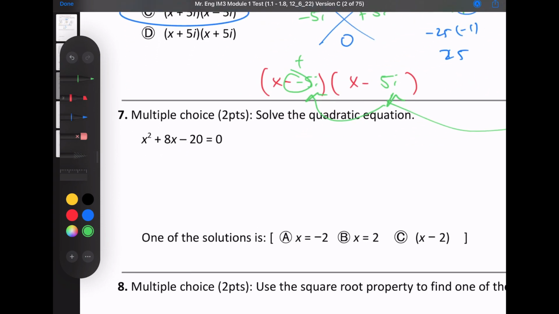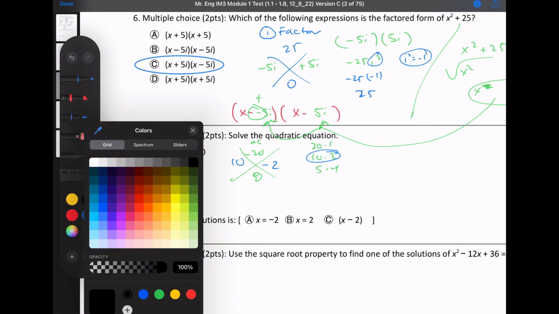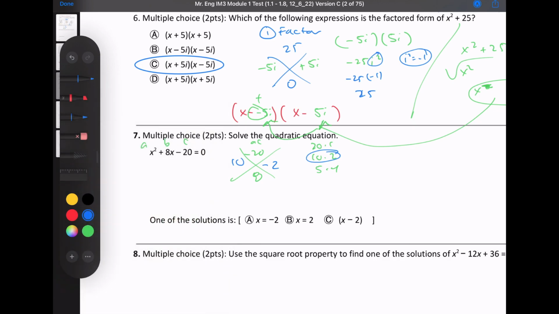Okay, let's solve the quadratic equation. A, B, C. A times C is negative 20. My B value is 8. Writing out all the factors that multiply to be negative 20. And I'm going to do 10 times negative 2 is negative 20. 10 minus 2 is 8. Set each of those equal to 0. x equals negative 10 and x equals 2. So that'll be choice B.